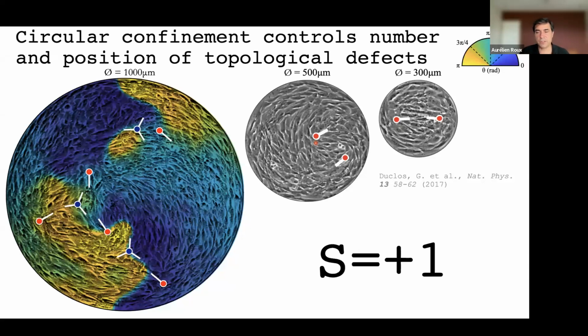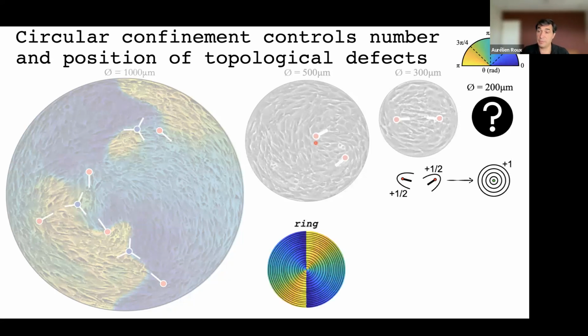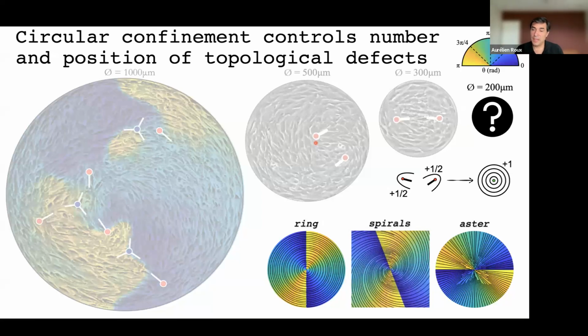So the idea of Pao was fairly simple. The idea was, can we reduce the size enough so that those 2 +1/2 defects would be fusing together to form a +1 defect? And why are +1 defects interesting? First, because there are several classes of +1 defects. You have concentric rings, asters, and spirals, and anything that is in between.